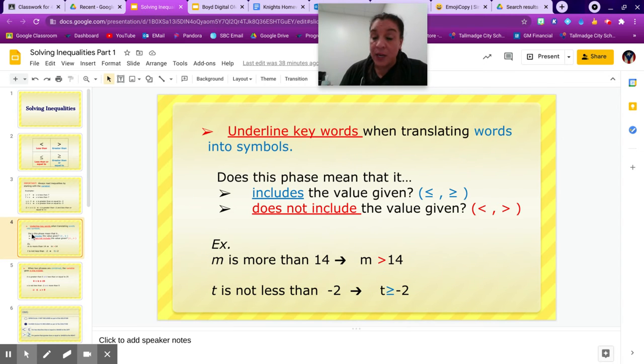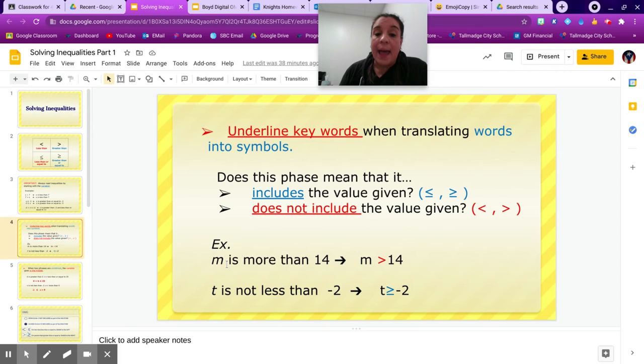When you are reading or working with inequalities, sometimes underlining keywords can help you translate those words into symbols. You want to ask yourself, does the phrase mean that it includes the given value, or does it mean that it does not include the given value? If the phrase includes the given value, then we're going to use those less than or equal to signs or greater than or equal to signs. If the value given is not included, then we're just going to use our normal less than sign or greater than sign.